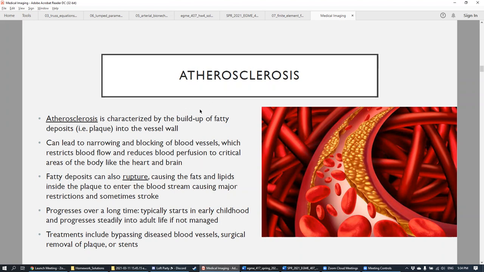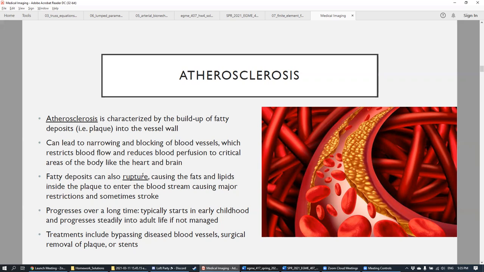So atherosclerosis is the scientific name for that, right? And this is basically characterized as a buildup of fatty deposits, which we often call plaque, onto the vessel wall. The danger with atherosclerosis is that if enough plaque builds up, you can see here that the cross-sectional area for the blood that goes through really, really narrows. And in the worst cases, it can cause a complete blockage in the blood vessel, which is obviously really bad, especially if it happens in a key blood vessel, okay?